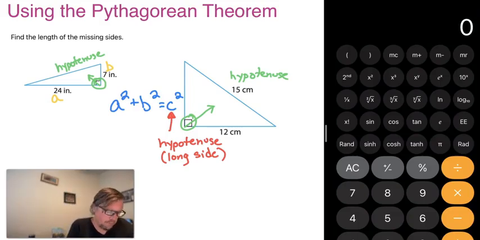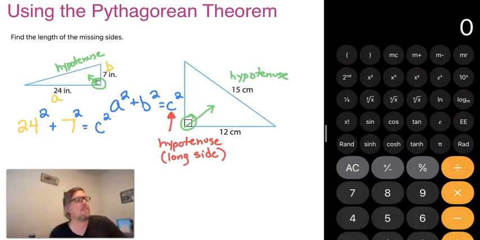Okay, so here's what we're going to do. We're going to do a squared plus b squared equals c squared. So 24 squared plus 7 squared equals, and then I have no idea what the hypotenuse is, so I'm going to call that c squared. So now it's just a matter of doing the arithmetic. What is 24 squared? What is 7 squared?